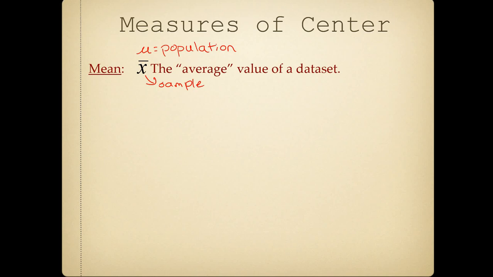So for example, if you want to know the average GPA of your whole school and you had everybody's GPA, that would be the mean of your population. So you'd use mu. But if you only had 10 people's GPA and you average them, that would be a sample of the GPA because it's not the whole group that you're interested in.